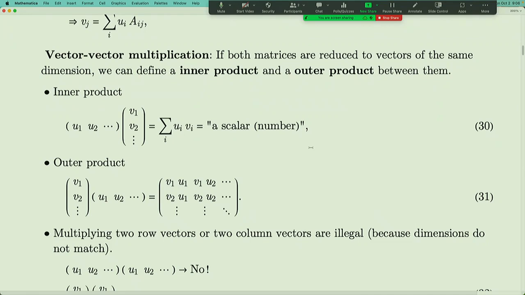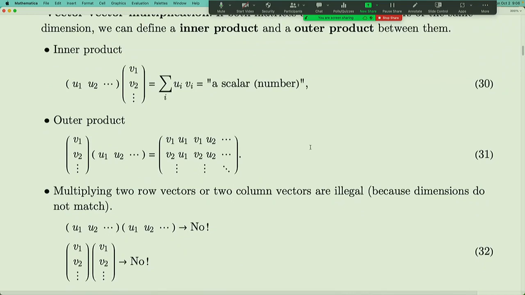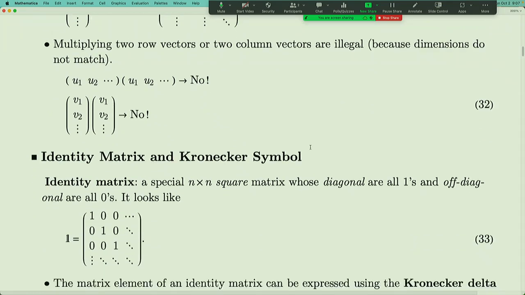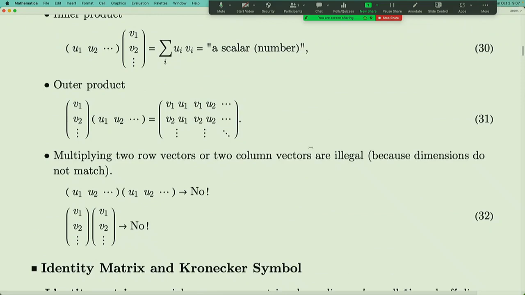So in the first case, the result is a scalar, and in the second case, the result is a matrix. The matrix element is given by, for example, the i-th row and j-th column is given by the i-th row and the j-th column from these two vectors, multiplied together. So these are the two different ways that column and row vectors can be multiplied. And it is illegal to multiply two row vectors together or two column vectors together. There's no such thing because the number of columns and the number of rows, if you view them as matrices, don't match. Okay? So that is how you multiply matrix and also matrix and vector multiplication. Any questions?